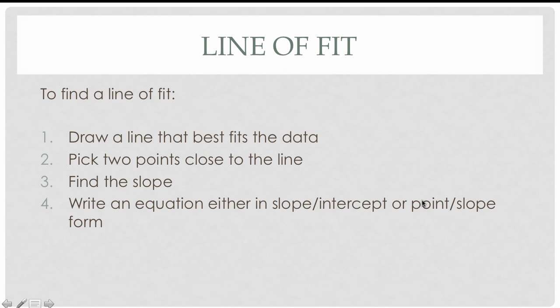So again, to recap, to do a line of fit, you want to get the data, graph it, draw a line that best fits the data, pick 2 points close to the line, and use those 2 points to find the slope. Once you have the slope and the 2 points, you can write an equation in either slope-intercept form or point-slope form, whatever you're most comfortable with. And then you'll have an equation that models that data.